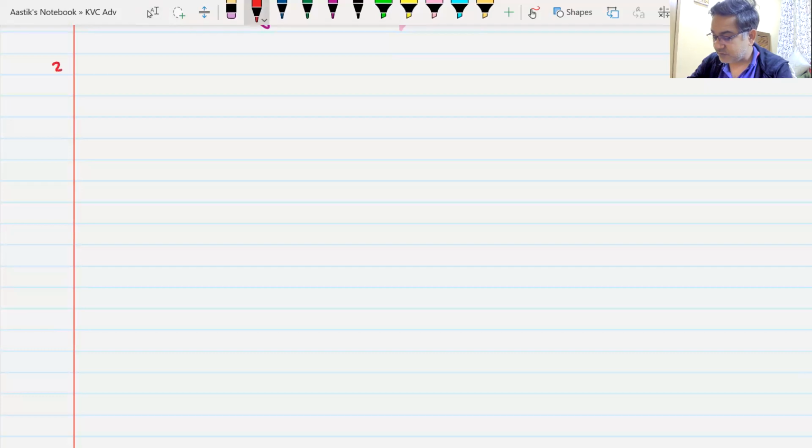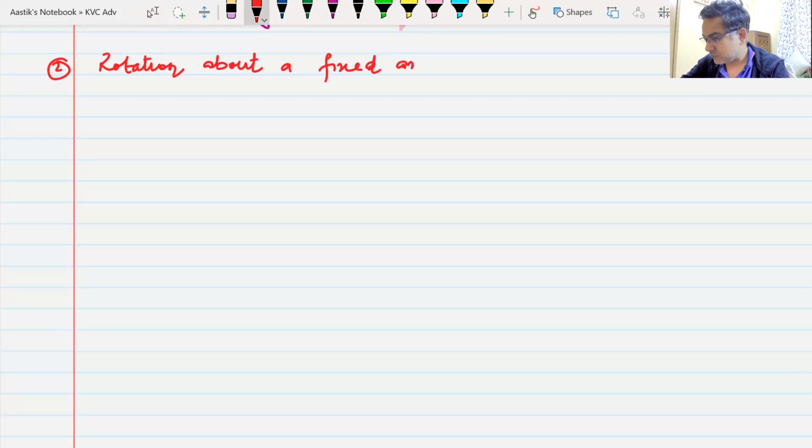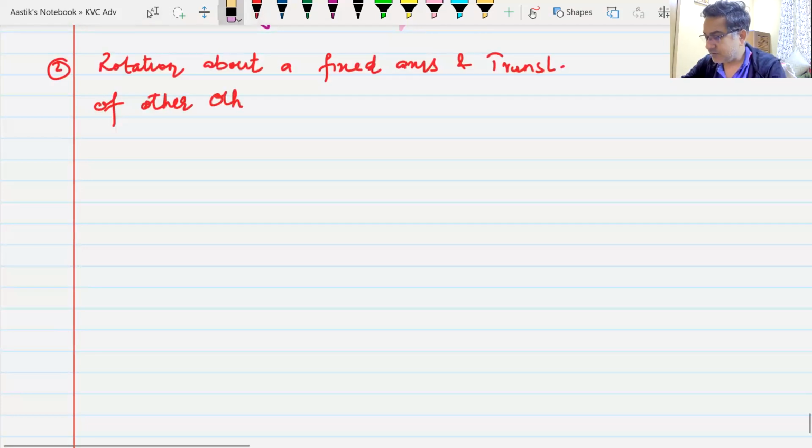Case number 2: rotation about a fixed axis and translation of other bodies. So this is again a combination of translation and rotation, but here one body will be rotating and the other bodies would be translating.